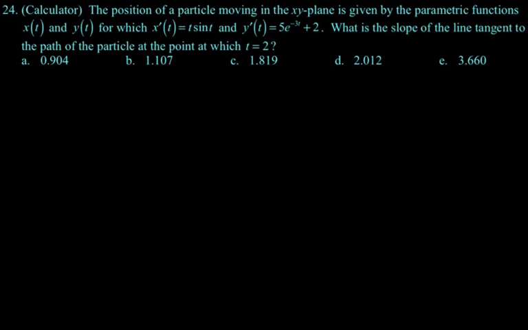What is the slope of the line tangent to the path of the particle at the point at which t equals 2? Okay, so this is just dy dx. The slope of a line or a curve or whatever is going to be dy dx. The question is, how are we finding it? We're always basically finding it by doing dy dt over dx dt, or y prime over x prime.